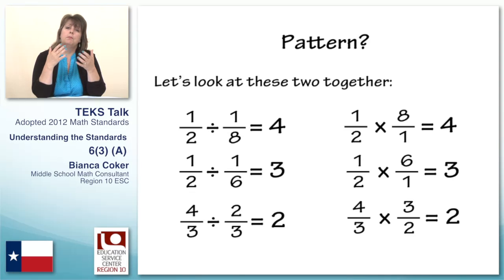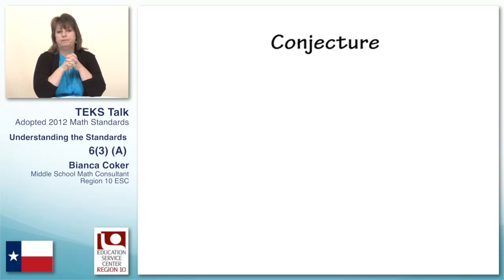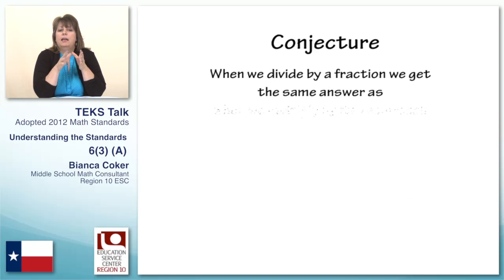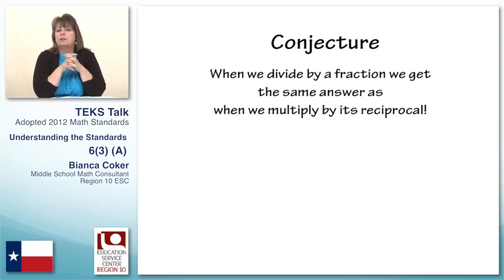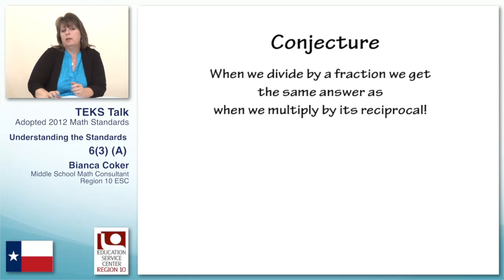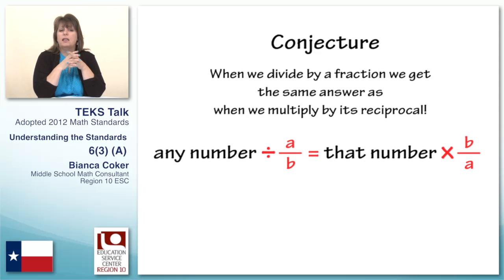So looking at many examples and many patterns, using that inductive reasoning that we want our students to use, and you probably want to do more than 3 with your students, we can come up with something like this conjecture. When we divide by a fraction, we get the same answer as when we multiply by its reciprocal. Now this isn't technical math language, it's more of a verbal statement or a conjecture we might want to check out. And if we wanted to write it mathematically, we could write something like this. Any number divided by the fraction a over b is equal to that number times b over a.